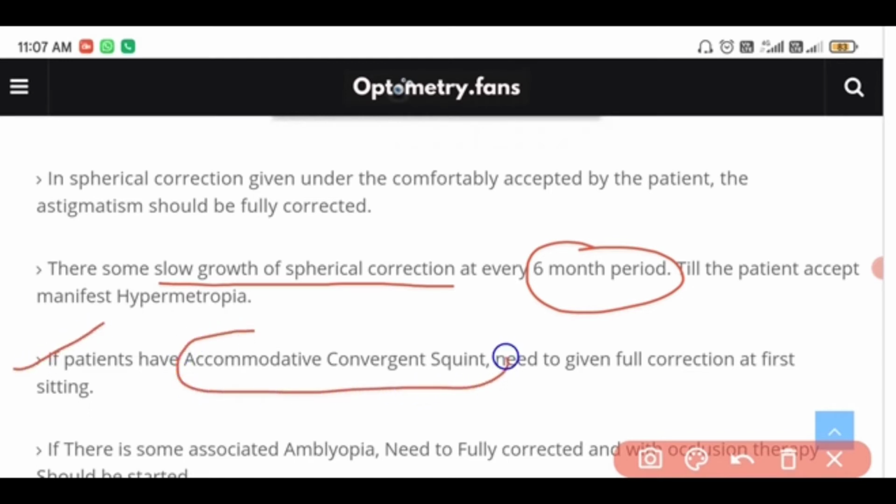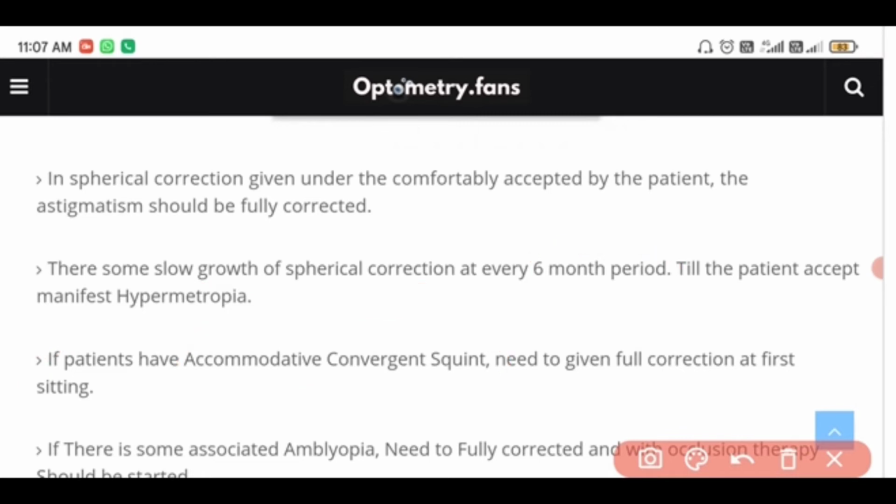Next, if the patient has accommodative convergent squint, you need to prescribe the full correction of the glasses at the first sitting, at the first time of refraction.